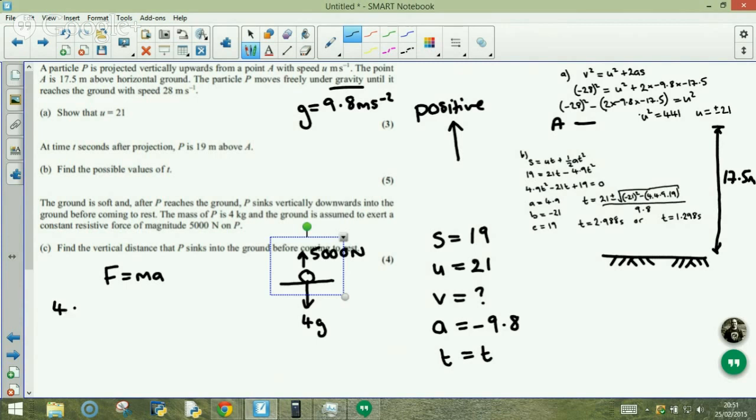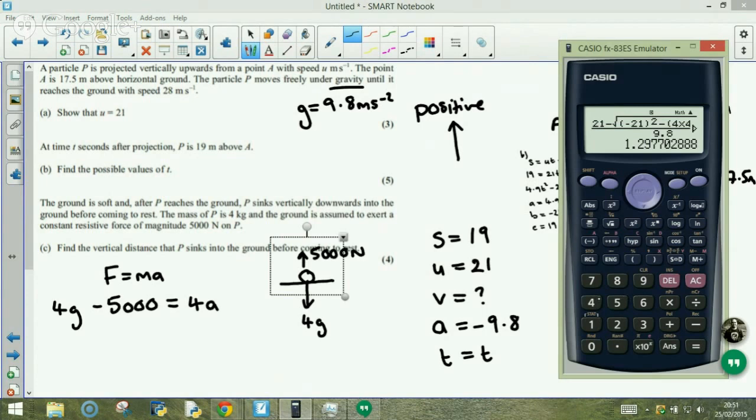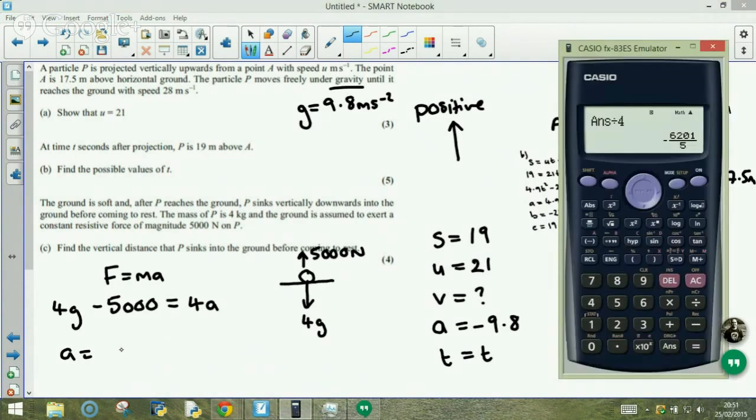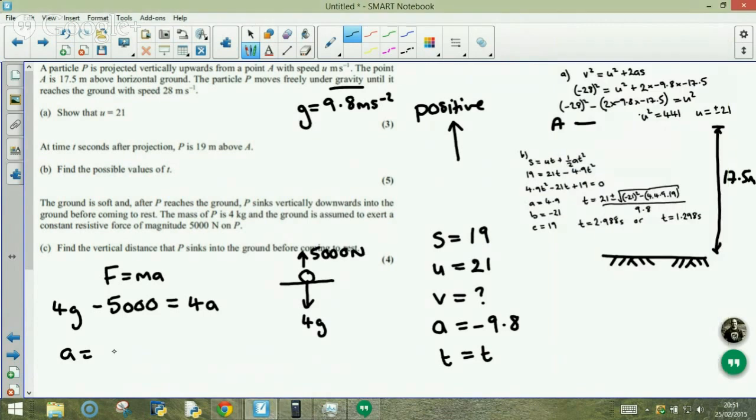So we've got 4G down minus 5,000 up should equal 4 times A. Four times 9.8 minus 5,000, and then divide that by 4. So we've got a deceleration, or a negative acceleration, of 6201 over 5.